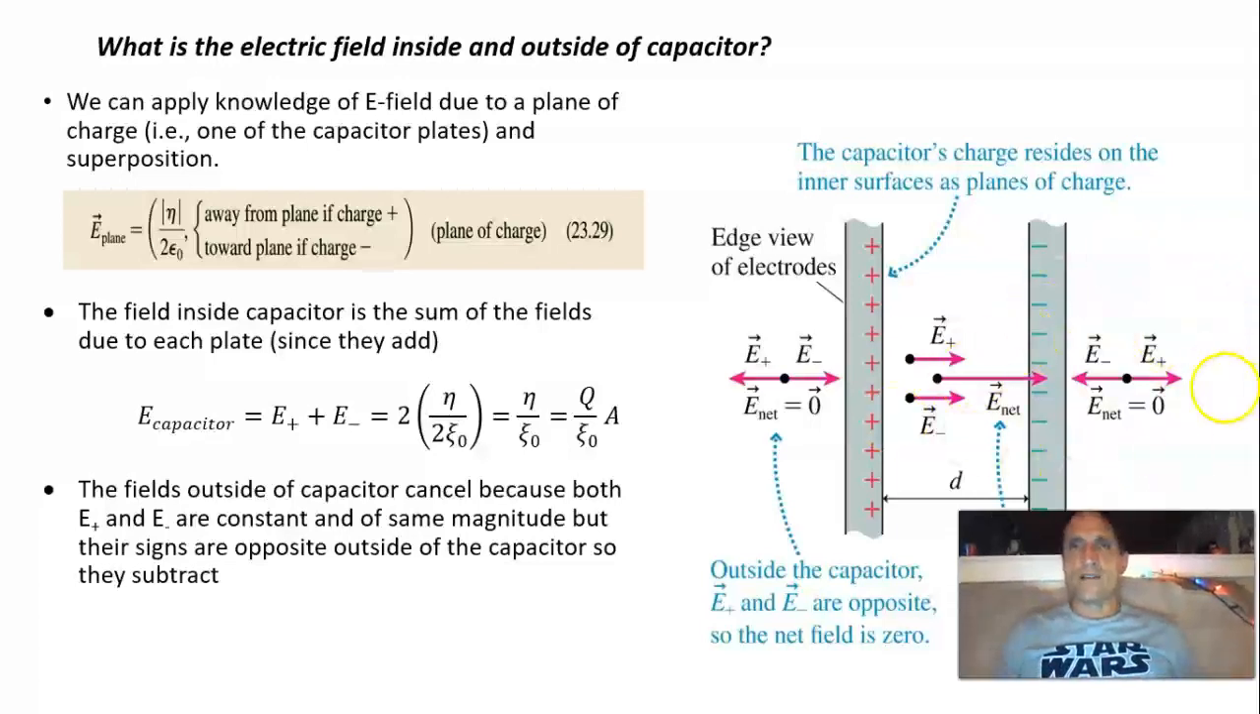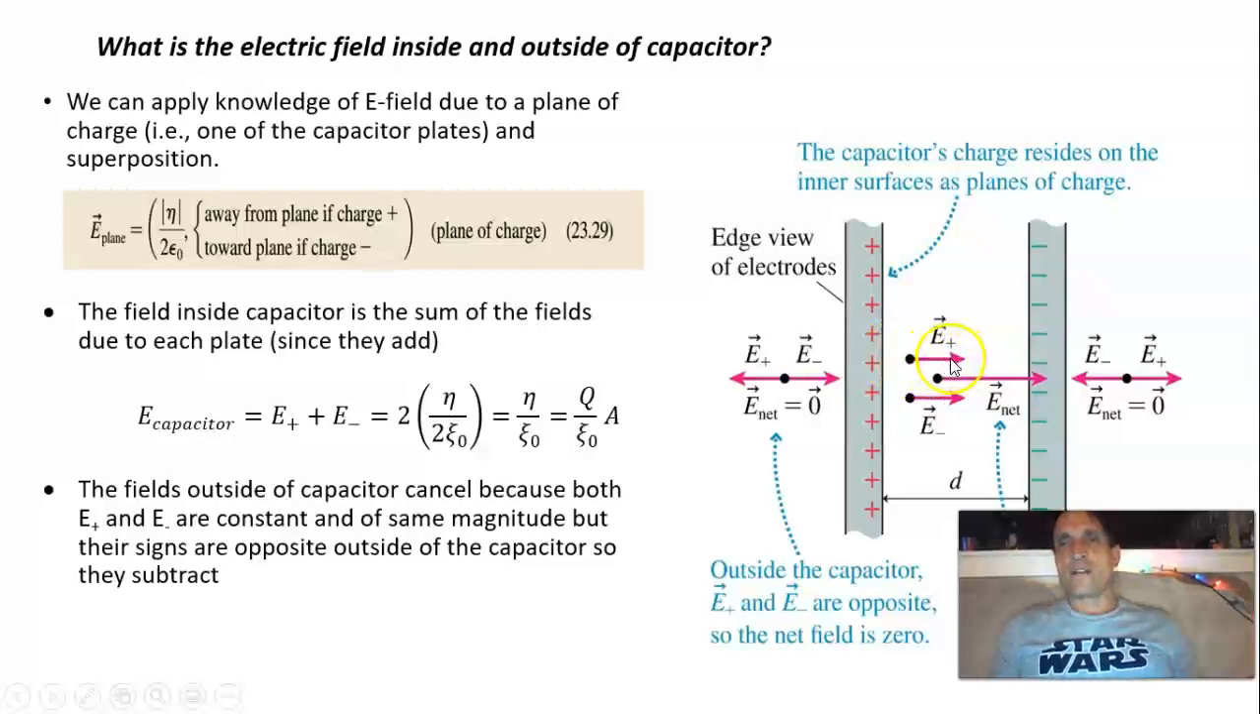Okay, let's look inside, between the plates, in this gap here. Well, in between the plates, the field due to the positive plate is pointing to the right, away from the positive plate. The field from the negatively charged plate is also pointing to the right because, remember, it points toward the plate for a negatively charged plane.